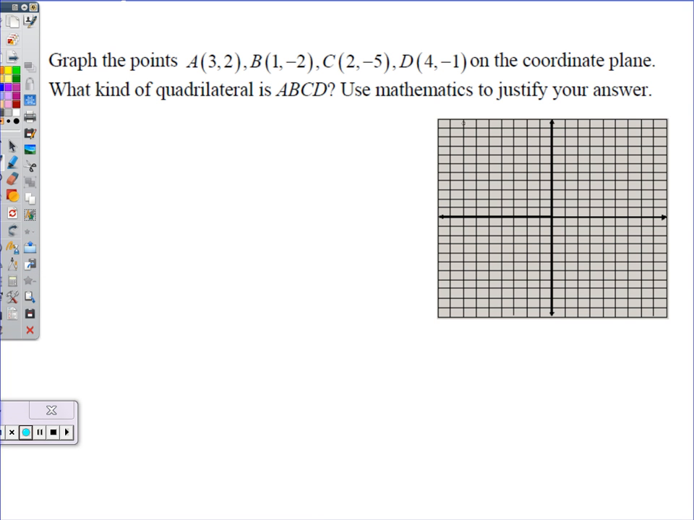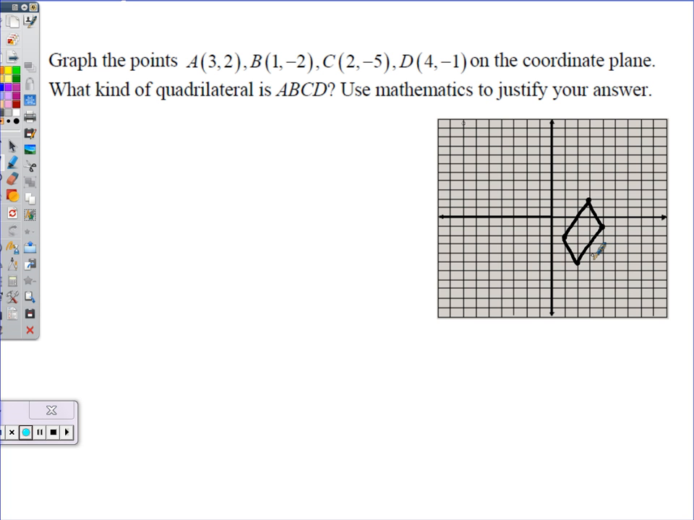Graph the points 3, 2, 1, -2, 2, -5, and 4, -1 on a coordinate grid or coordinate plane. What kind of quadrilateral is ABCD? Before I begin, I probably want to make a guess. It's looking kind of like a parallelogram to me.